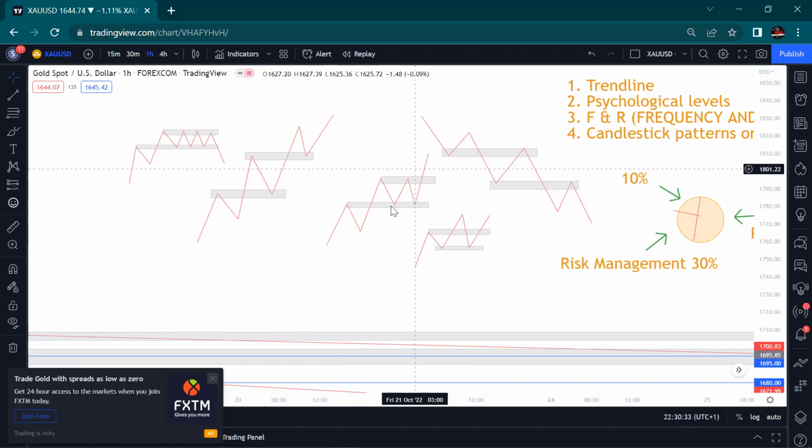So it's still an uptrend here, but you see what happened. Now it broke and retested, created a double bottom at this point here.